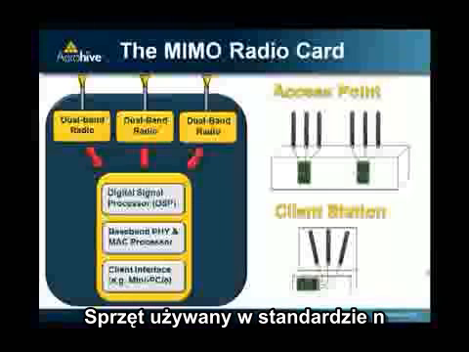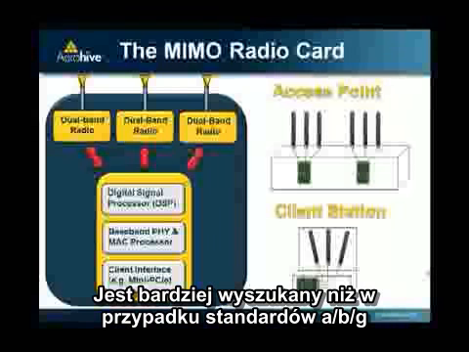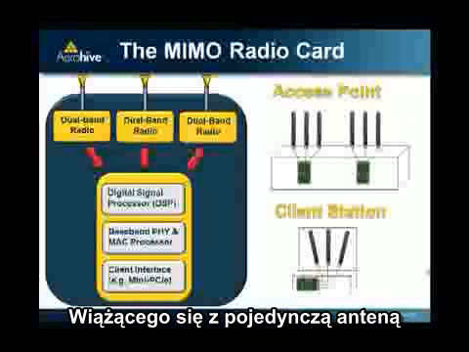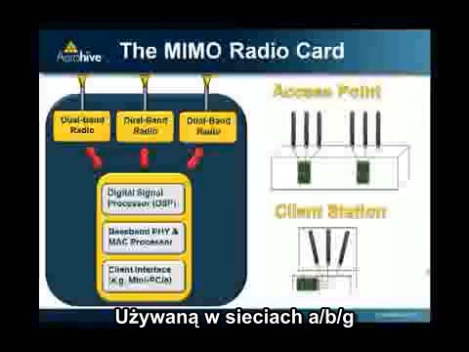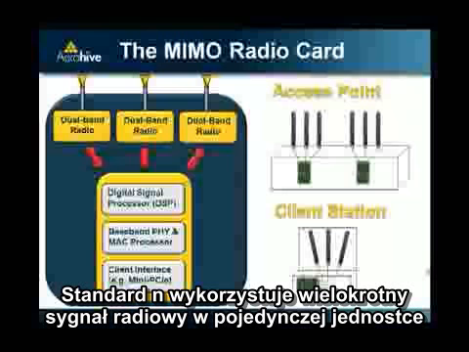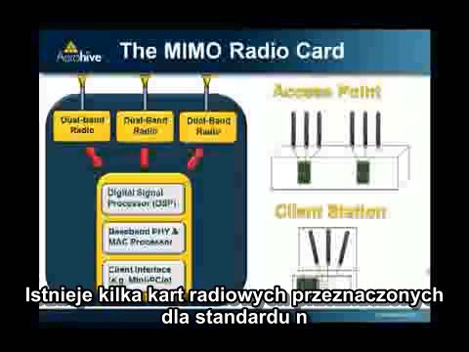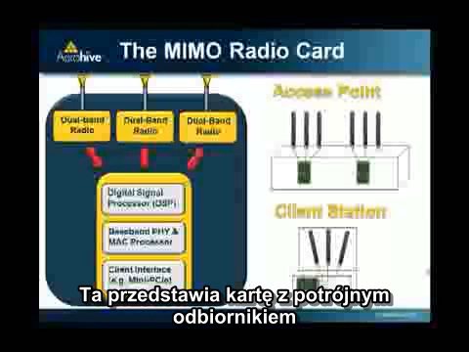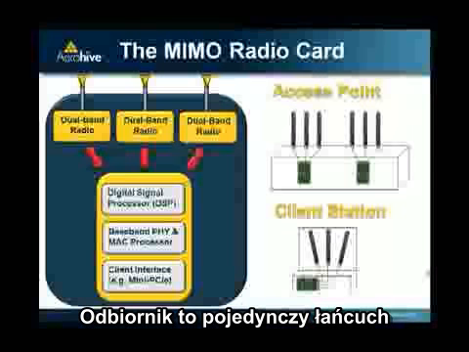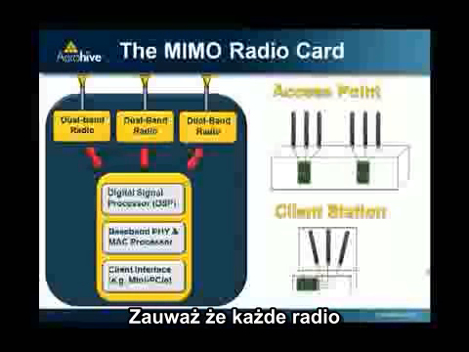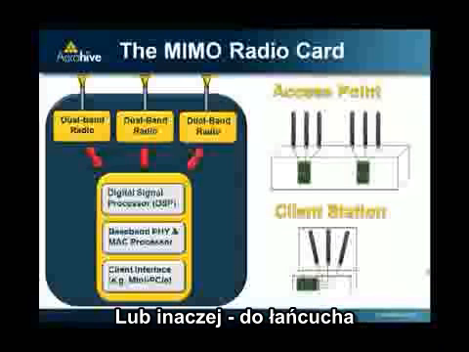The hardware used in an 802.11n network is quite a bit more sophisticated than its 802.11a/b/g predecessors. Instead of the single radio chain, that is, a single radio and antenna paired together, that was used in 802.11a/b/g networks, 802.11n uses multiple radio chains together as a cohesive unit. The left side of the slide represents a physical 802.11n radio card. There are several types of 802.11n radio cards, but this one represents a 3x3 radio card housing 3 transceivers. A transceiver is a single radio chain capable of transmitting or receiving, but not at the same time. Notice that each radio is connected to an antenna, forming a radio chain.